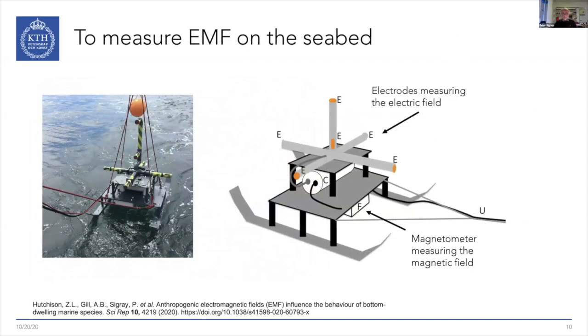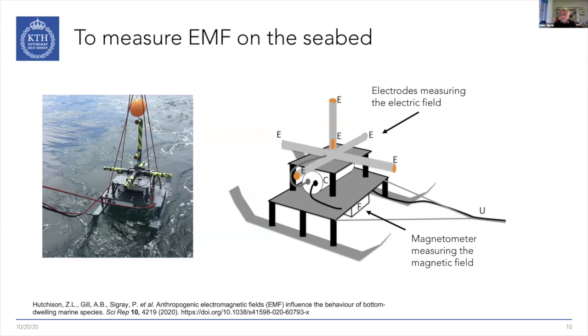Can you measure it? Is there any way to actually measure the effect from cables? And my answer is yes. This is a sensor that we used outside Block Island, and also used at the Cross Sound Cable and Neptune Cable. It's a sledge, and you can see on the sledge a small white box, which is the flux gate. It can measure the magnetic field, and the cross on top of it can measure the electric field.